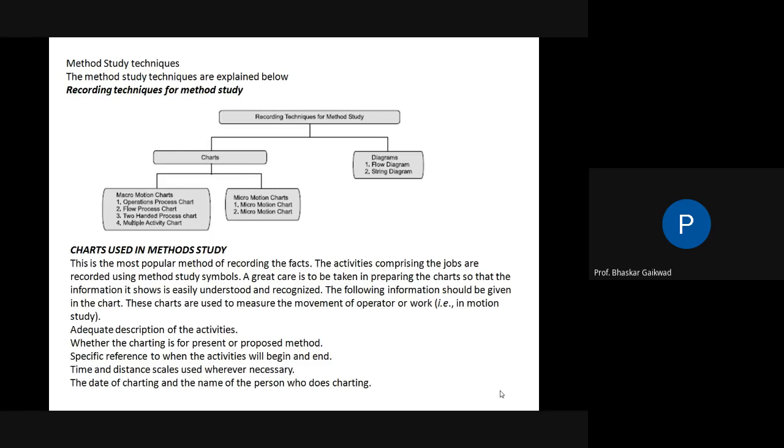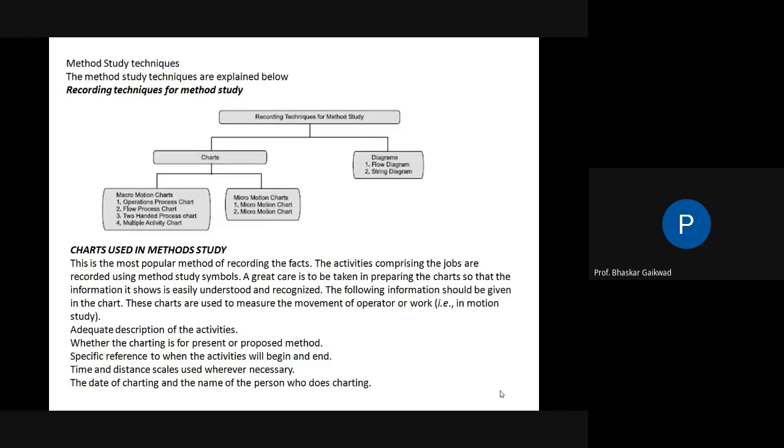Flow process charts, two-hand process charts, and multiple activity charts. Multiple activity means one man can handle more than one machine. Two-hand process charts means one man can do these jobs with both hands without remaining idle in either of the two.